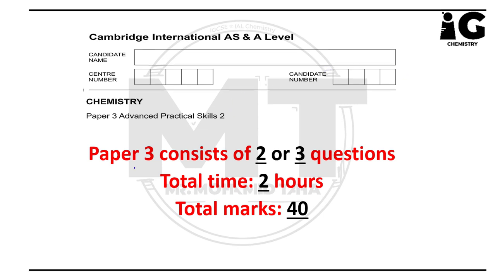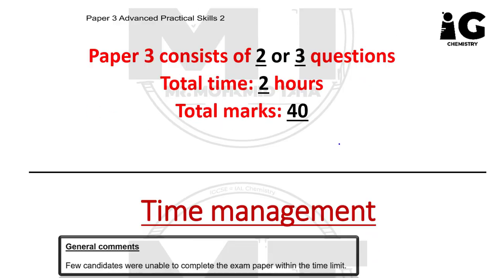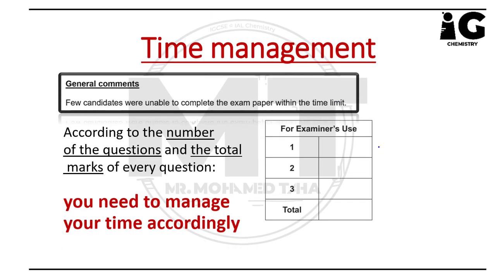You have in paper 3 2 or 3 questions. It depends. So first of all, you have to skim quickly the number of questions in your paper, and then you also have to remember that the total time is 2 hours and the total marks are 40 marks. Actually, this is very important to manage your time. So the first and the most important tip, for your general paper 3 exam, is time management.